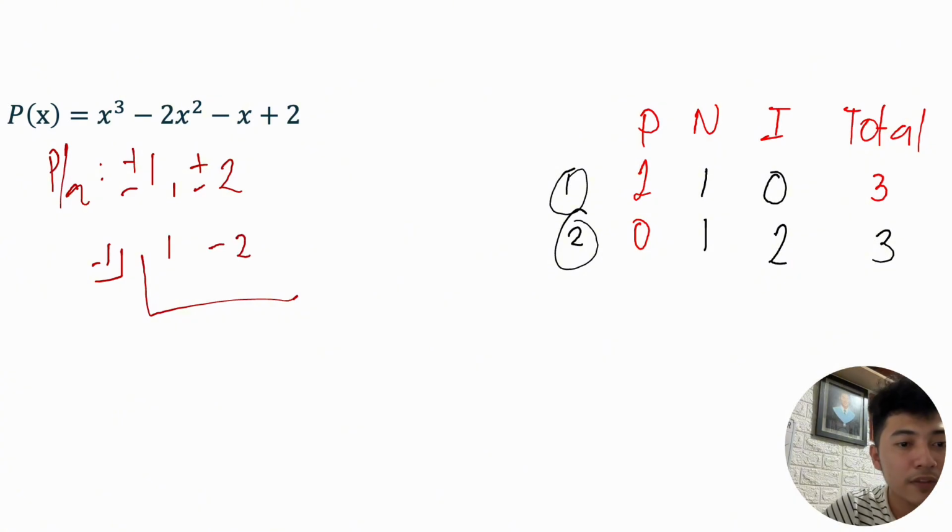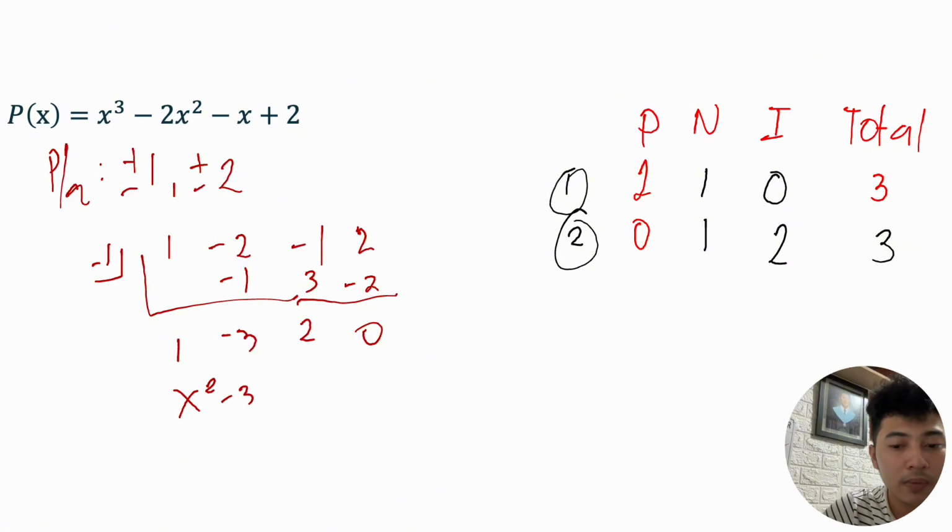So, you have 1, negative 2, negative 1, then 2. Bring down 1. 1 times negative 1 is negative 1. Negative 2 plus negative 1 is negative 3. Negative 3 times negative 1 is 3. And negative 1 plus 3 is 2. 2 times negative 1 is negative 2. 2 plus negative 2 is 0. Then, we can write this one as a quadratic equation. So, x squared minus 3x plus 2 is equal to 0. And it can be factored as x minus 2 times x minus 1.